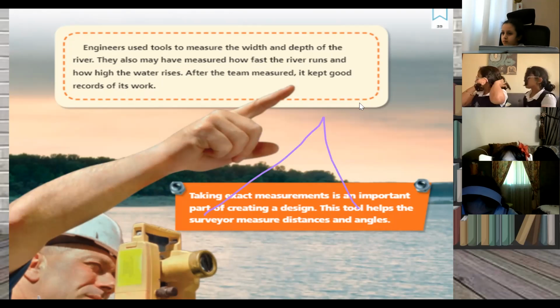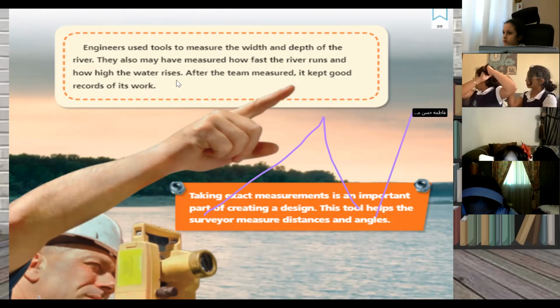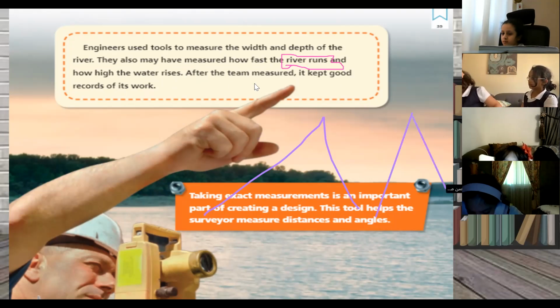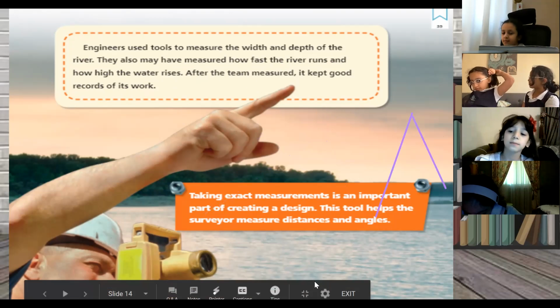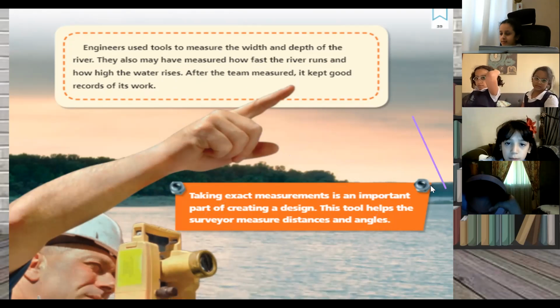After the team measured, they kept good records of their work. So engineers, when they work together, they must take records. They must keep records, of course. They have to take records and notes. Why do they have to take records and notes? Why do you think?